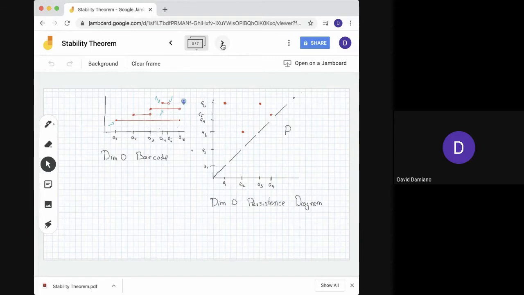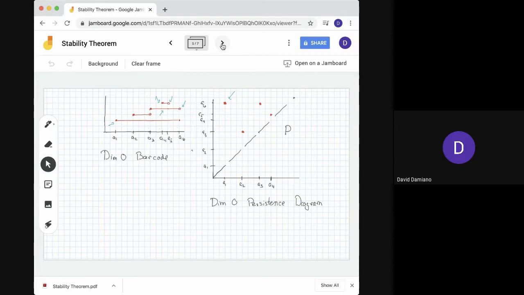That dies at a6, and we have 1 connected component left at the end. Well, these 4 bars give us 4 persistence points in the persistence diagram on the right. We see the bar starting at A1 going to A6, so the coordinates are (A1, A6). That's the big bar. Then we have (A2, A3).